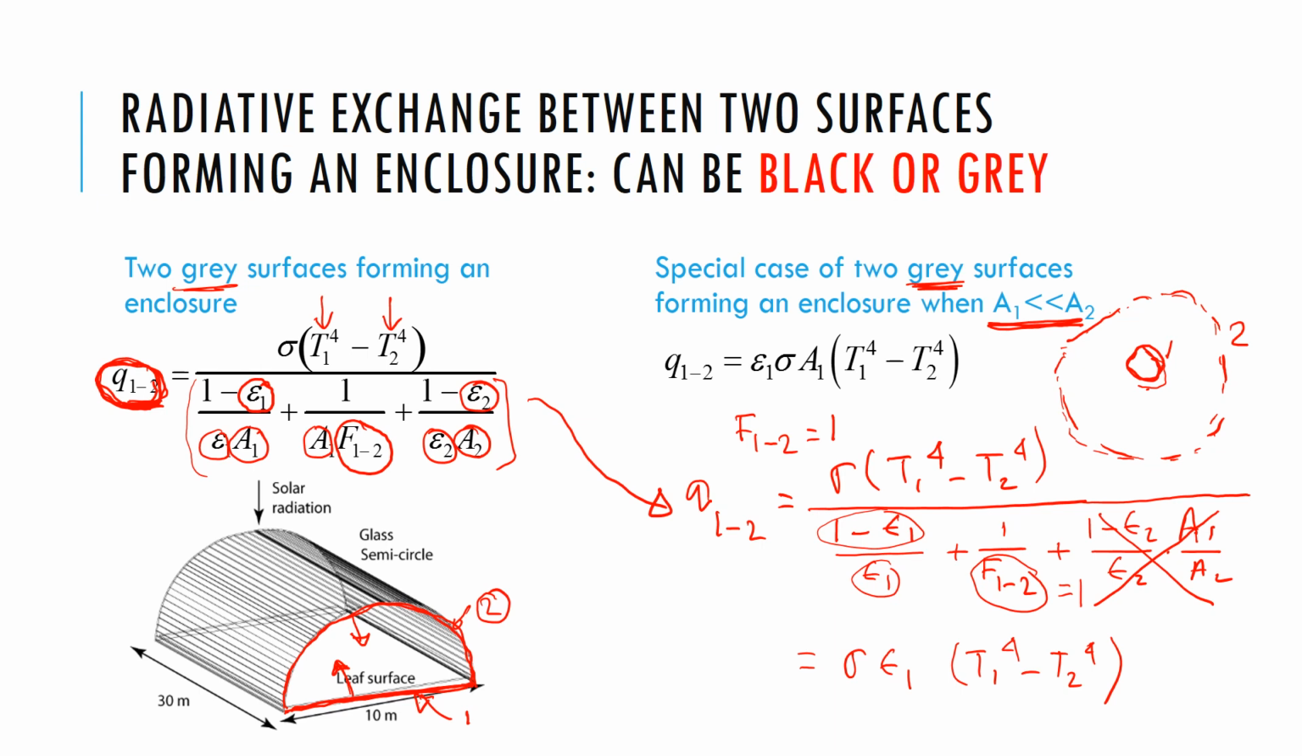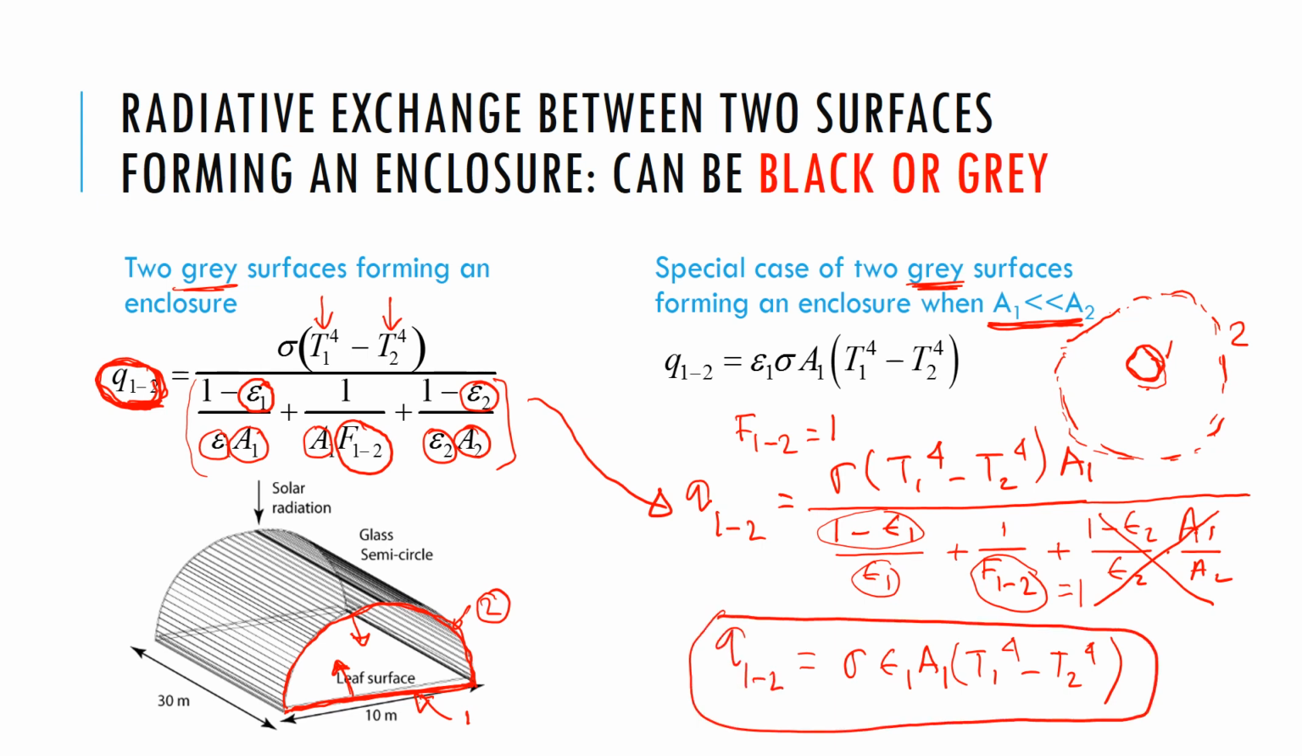Since we multiplied here by A1, we have to multiply this one also by A1, so that will give us sigma times epsilon 1 times A1 times T1 to the 4 minus T2 to the 4. So this is the case. When can I use this? This is a two-surface enclosure, one surface being much smaller than the other surface, and they can be gray, because you see there's an emissivity involved. So that is the last case that we are going to do.